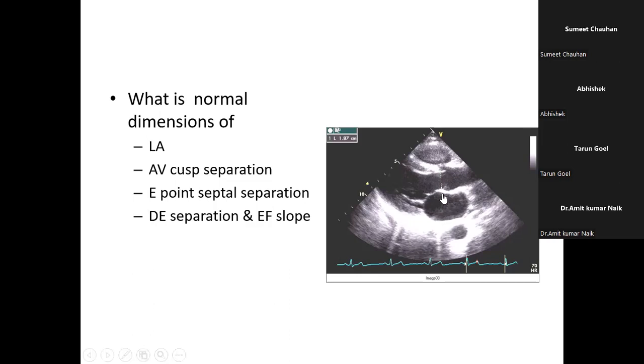What is the normal dimension of LA? So 4 centimeters. Absolute or indexed? Absolute, sir. Indexed? Index is around 2.2. Okay. What is the normal LV size dimensions? 57 mm absolute. And index? Index is around 32.